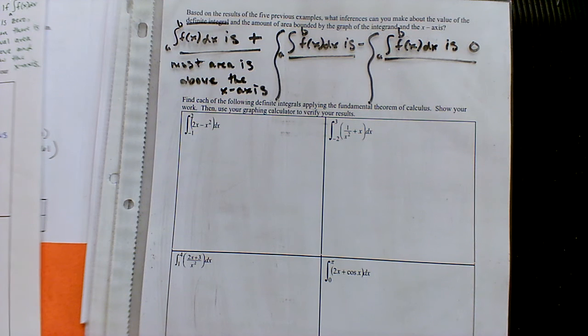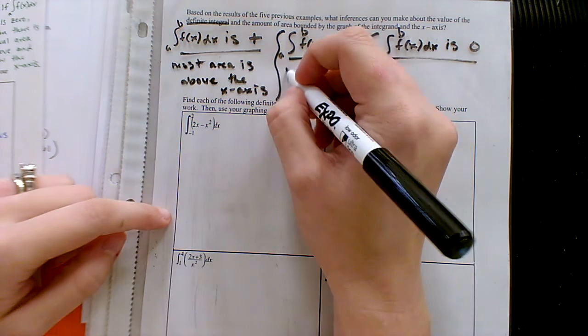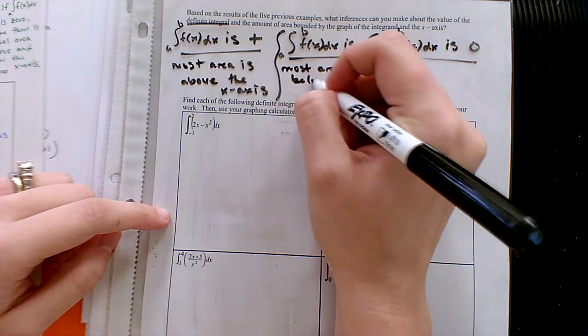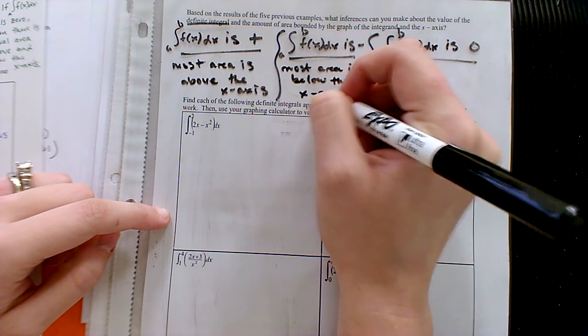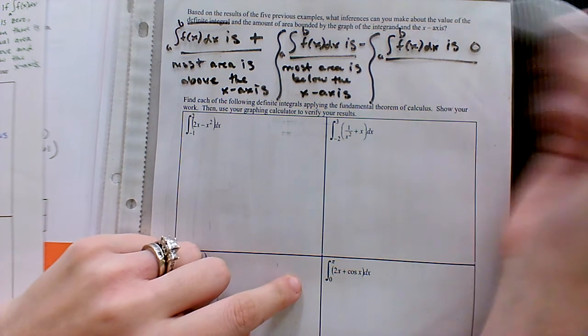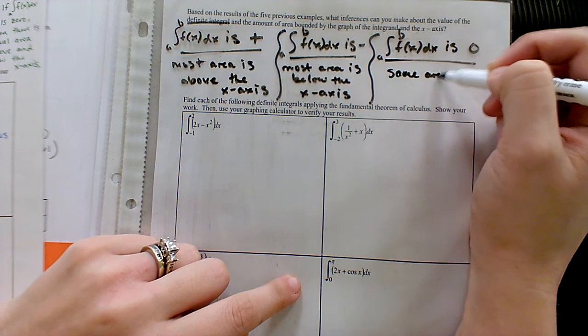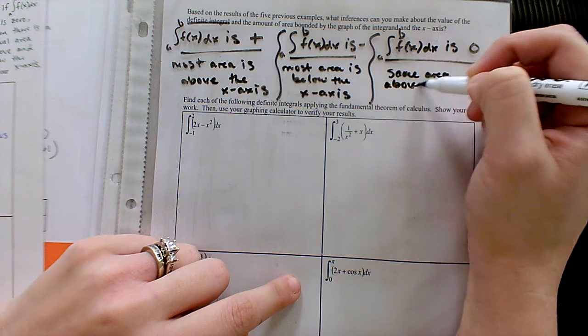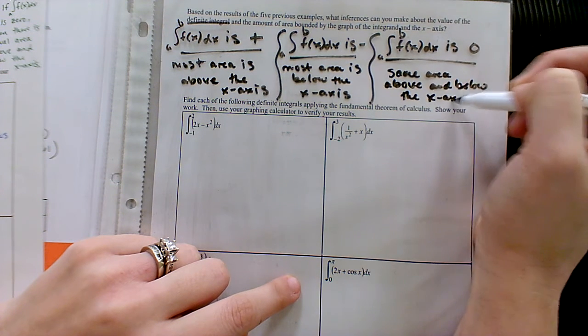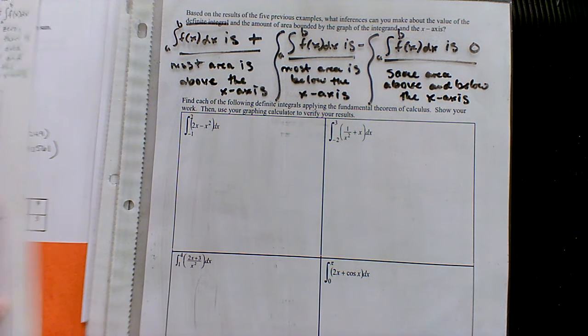Can we maybe write a statement for the negative result? Yep, most area is below the x-axis. And what if it's 0? Same area above and below the x-axis. All right, I think those make sense based off the examples that we've seen.